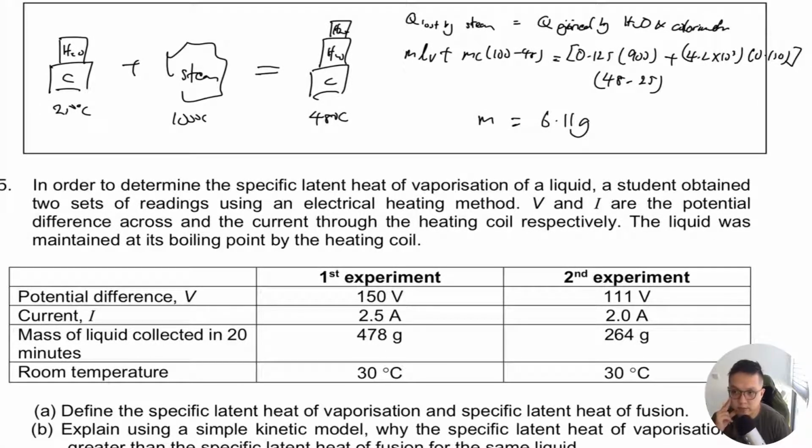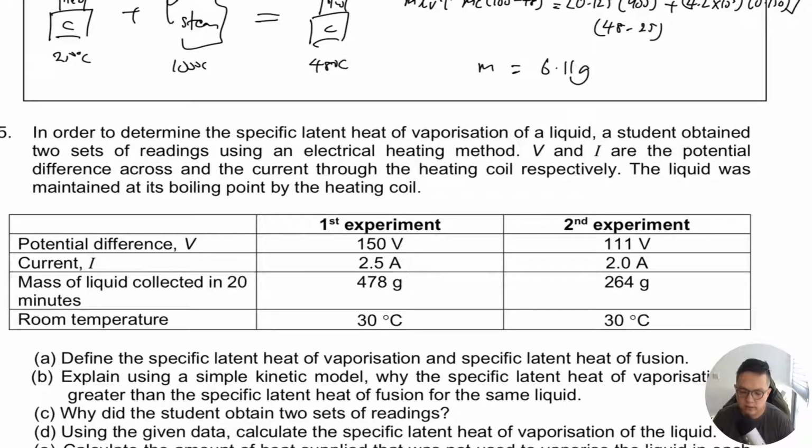Okay, so you have an experiment to determine the specific latent heat of vaporization of a liquid. A student obtained two sets of readings using electrical heating method. V and I, the potential difference maintained across, and the current through the heating coil respectively. The liquid was maintained at its boiling point by the heating coil. Okay, so you are given V and I. You can find the power. So I hope you remember how to find that. It's just power is equals to V times I, right?